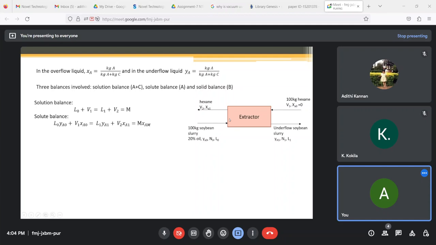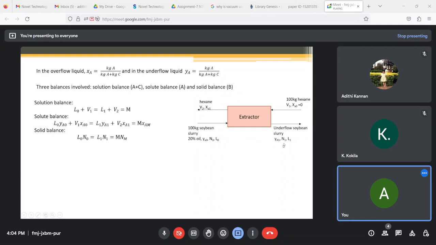Then you have the solid balance. Solid balance is L0 into N0 equal to L1 into N1 equal to M into Nm. Here L0 is the solution, and N0 is the amount of solids divided by solution, so L0 into N0 will give you the amount of solids alone. As I mentioned in the previous slide, N is always 0 in the solvent streams, so you need not account for those two streams. So the amount of solids here is equal to the amount of solids here: L0 into N0 is equal to L1 into N1.